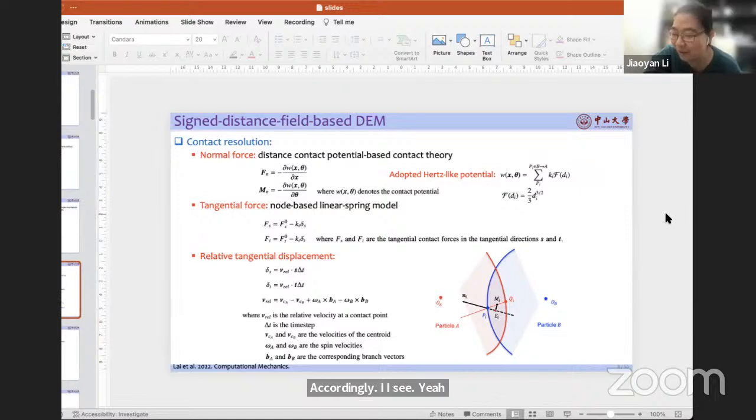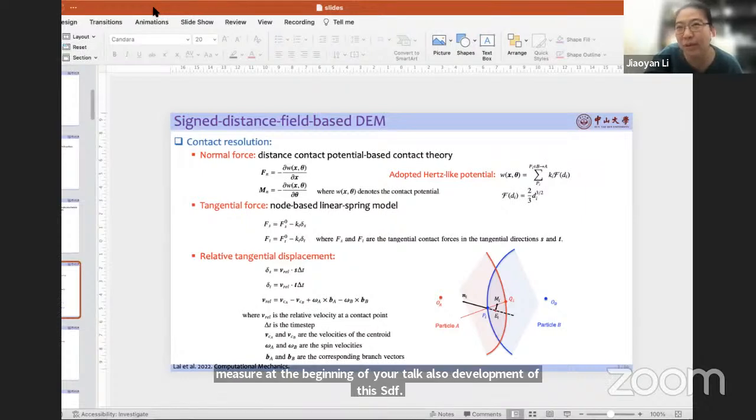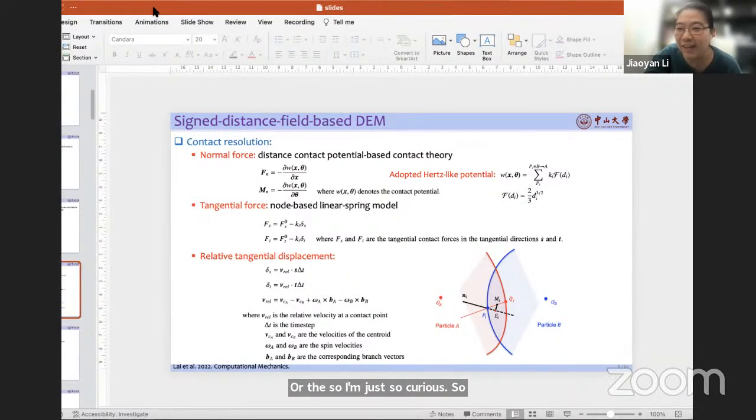Yeah. And my second question, in fact, is regarding the level set method you mentioned at the beginning of your talk, and then you also developed this SDFDEM. I'm just curious, besides the computational effort, is there any significant drawback that you have observed for the level set method compared with the SDFDEM?